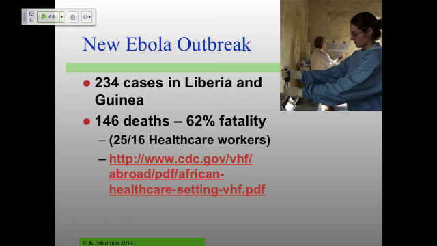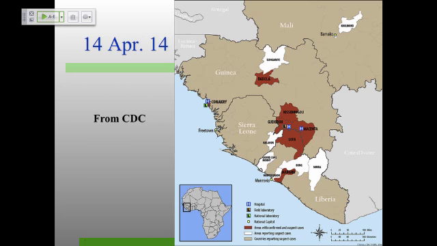Where is this happening? Again, it's in West Africa. Liberia, Guinea, maybe in Mali. As you could see, most of this is in the bush, well away from most of the concentrated centers, except for a number of cases here in the capital of Guinea. That's because the people were brought there to be treated.